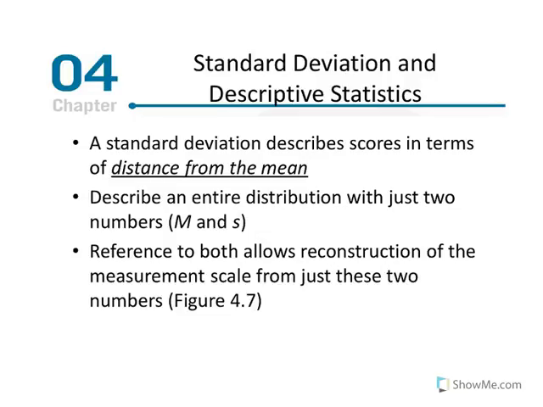So just to review the standard deviation and descriptive statistics, the standard deviation describes scores in terms of distance from the mean. More precisely, it's the average difference between the scores and the mean, or the average distance between a score and the mean of that particular distribution. It describes an entire distribution with just two numbers, the mean and the standard deviation. When we use the mean and standard deviation, it describes the whole distribution for us very easily, and also helps us make comparisons between conditions or different groups that we're engaging in research with. Reference to both allows reconstruction of the measurement scale from just these two numbers.